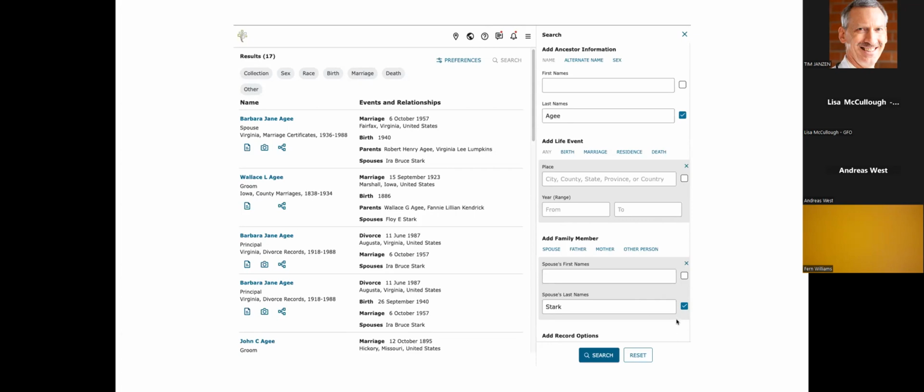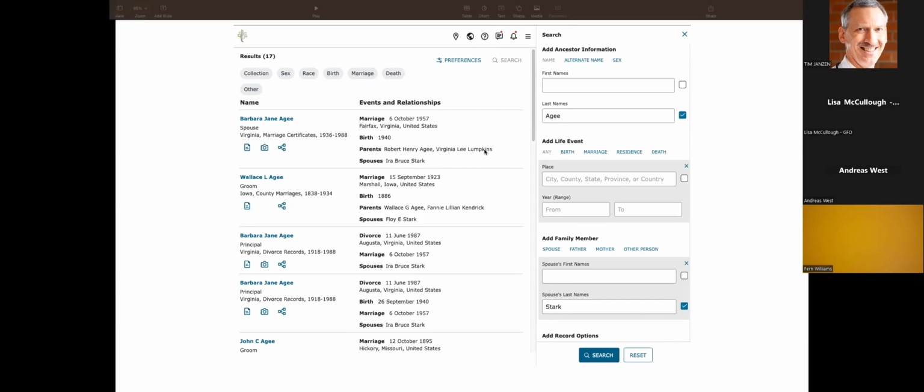And then I searched, and I also clicked on that, which is actually 100% going with the correct writing. And immediately it came up with Barbara Jane Agee, who was the spouse on a marriage in Virginia, and she married Ira Bruce Stark. And then we have Robert Henry Agee and Lumpkins, which is the name that she mentioned. So immediately I knew that was the third name there, Lumpkins. That must be her family tree.